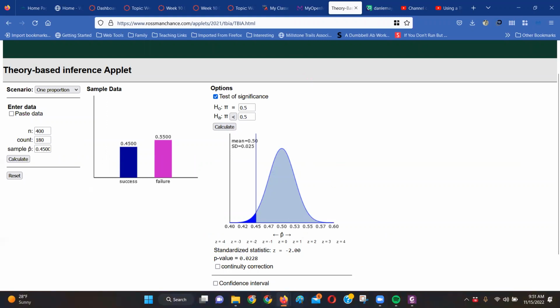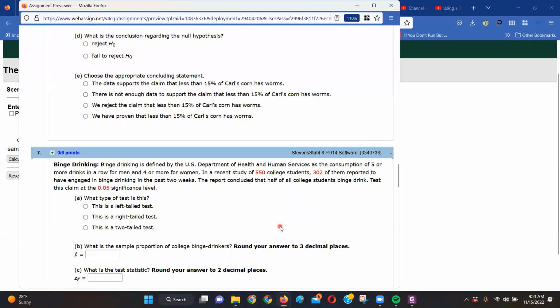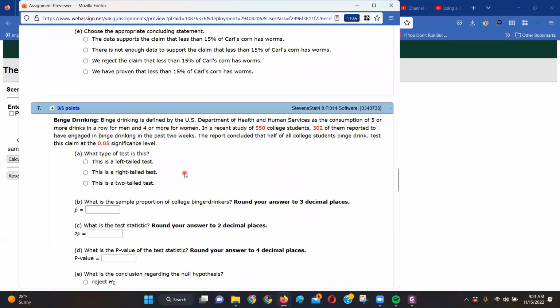Let's come back and take a look at another one now. So this one, binge drinking. Again, I don't see any mean or standard deviation reported. So this must be about proportions. The claim is that half of all college students binge drink. So 50%, that's our p. 50% of 5.5 is bigger than 5 either way. So yeah, this is all set to go.